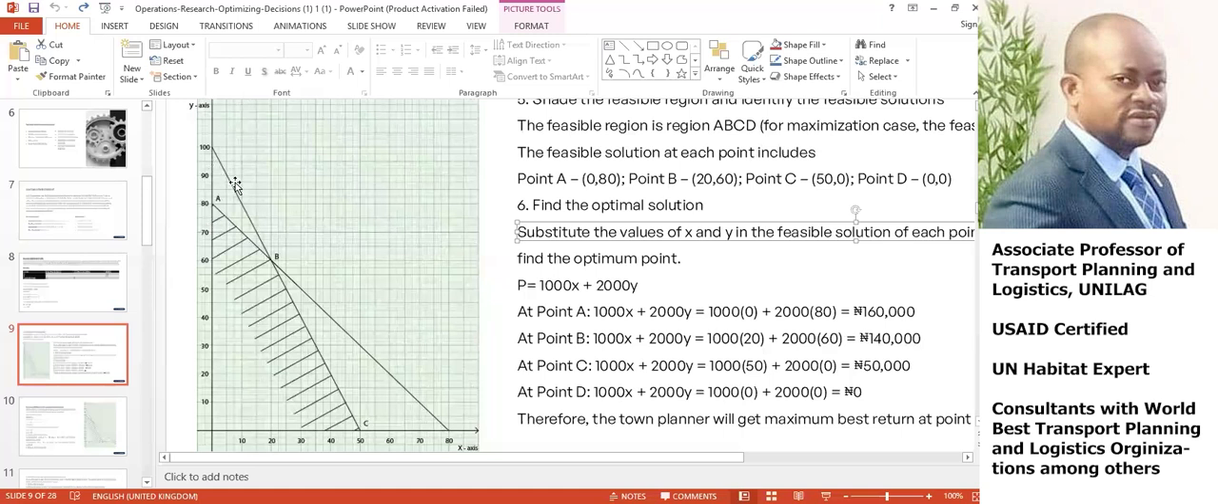So you now draw the lines. Don't forget that this is the y-axis. Are you seeing the y-axis on your screen? On the y-axis, we put the 100, and from 100 to 50, you draw the line. Then from 80 to 80, you draw the line. Then you pick the points that are inside. We call it the feasible region.